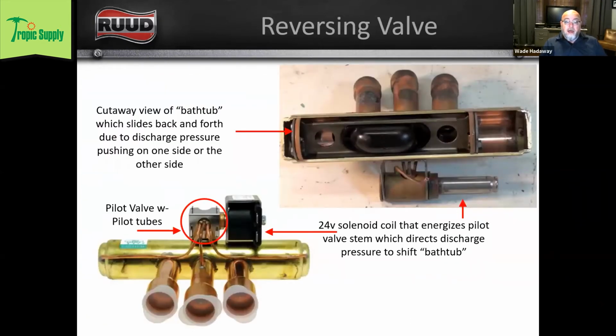So this is a cutaway of the reversing valve itself.